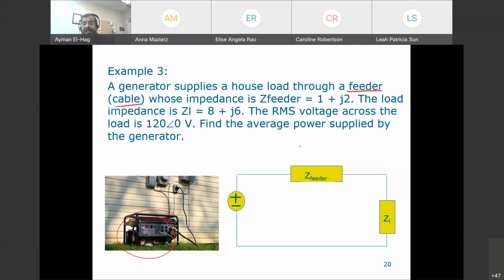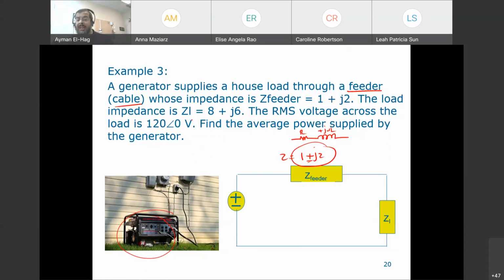This is a terminology we use in power. This feeder has an impedance of 1 plus j2. This is the Z. As you can see, the plus sign means this is like a resistance in series with an inductor, because this is plus j omega L and this is R. You will never see the minus here, never. It is always R plus j omega L. It's always inductive. All cables have an inductive impedance.